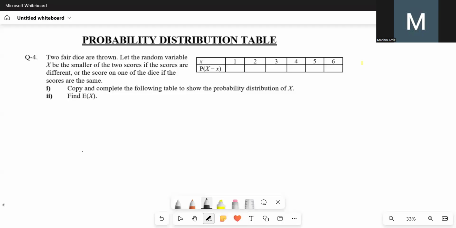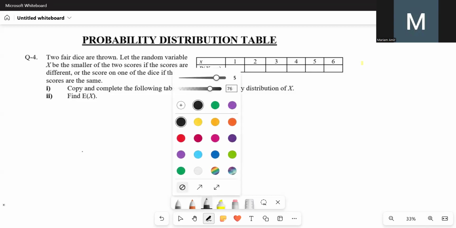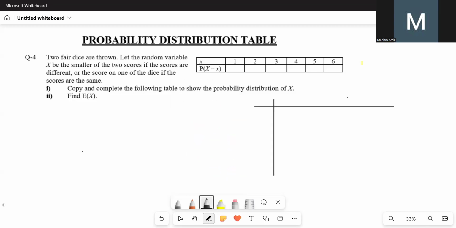Two fair dice are thrown. Let the random variable x be the smaller of the two scores if the scores are different, or the score on one of the dice if the scores are the same. Copy and complete the table to show the probability distribution X. Okay, so in such cases, the questions become very easy if you draw possibility diagrams.